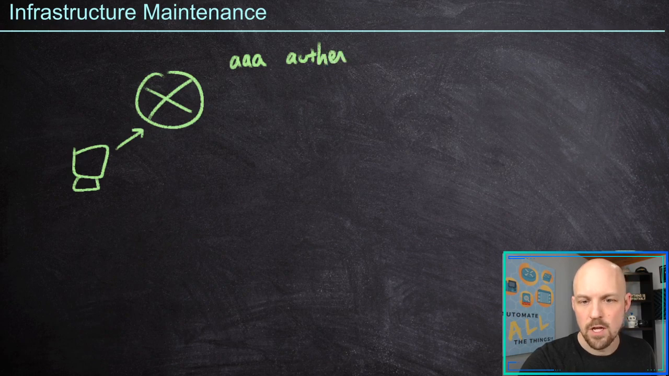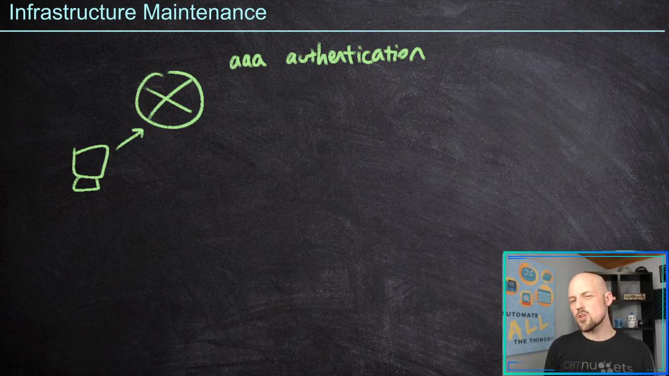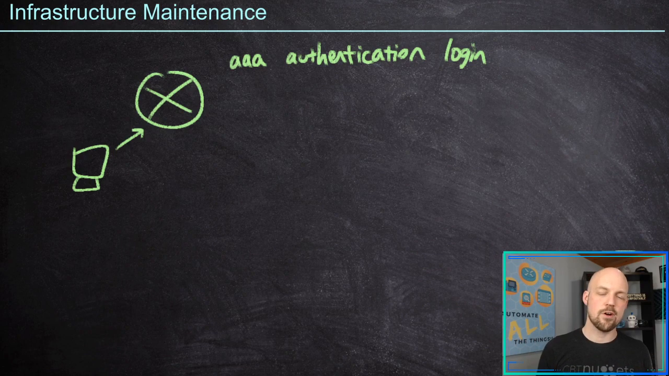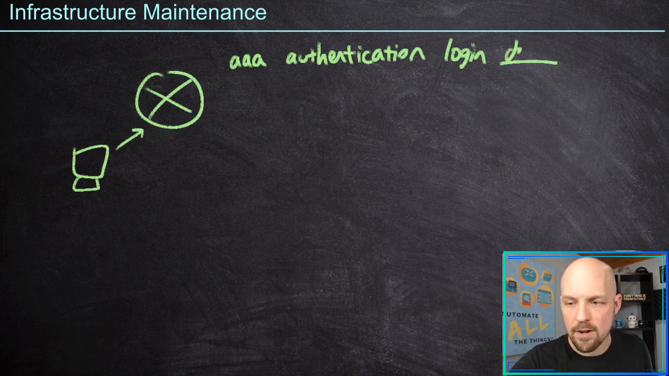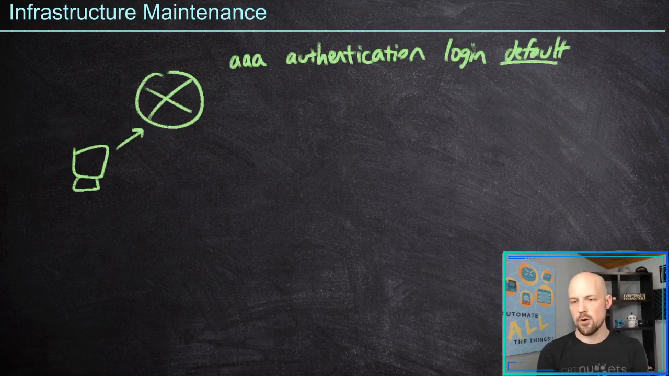authentication first. So the command would be AAA authentication. And then usually the word after this is login. We can take a look at our options later, but a lot of our authentication options are around the login process. And then we can either create a custom name, basically a policy that we'd apply to specific interfaces, or I can affect the default policy, and that'll affect all interfaces. So it'll affect my VTY interfaces, potentially even console, etc.